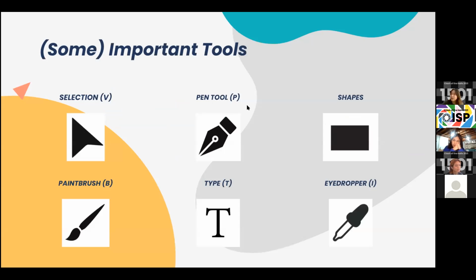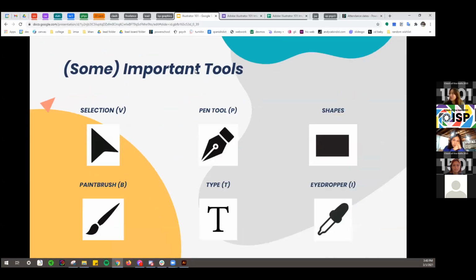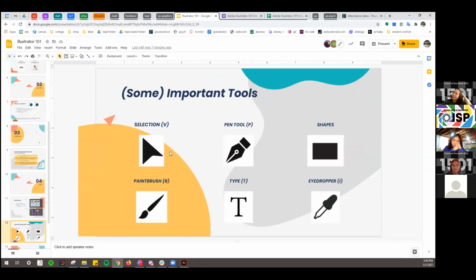These are some of the important tools, and to be honest, these are the main tools that I use, and I don't really use any other tools. So there are a lot of other tools, obviously, but these are the main ones that I'm going to talk about today. I'm going to go between Illustrator and the presentation, I guess. So first, the selection tool.